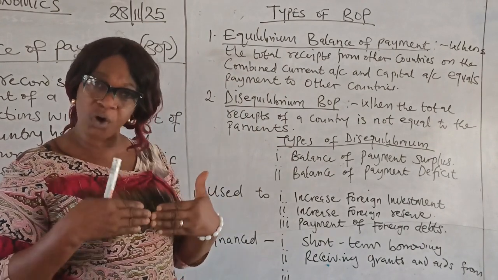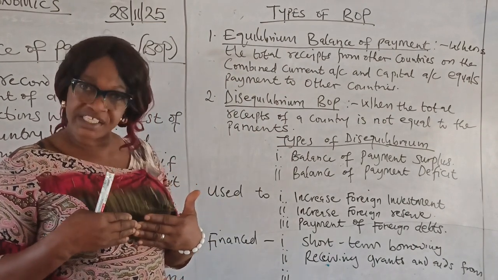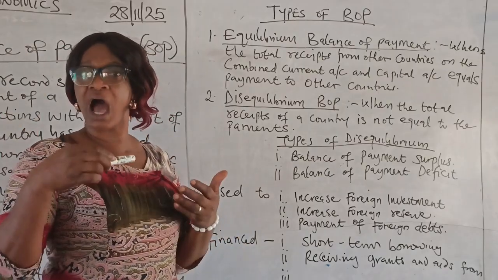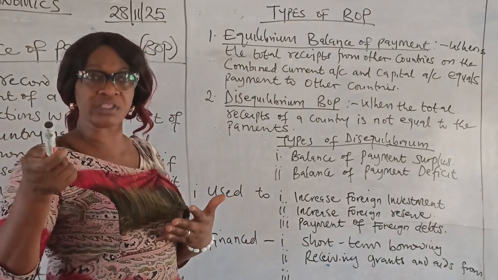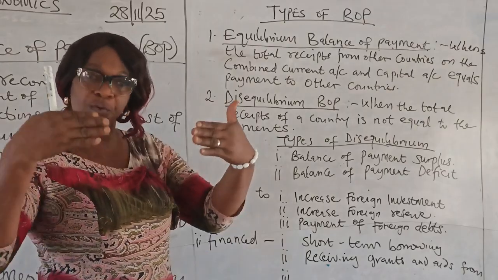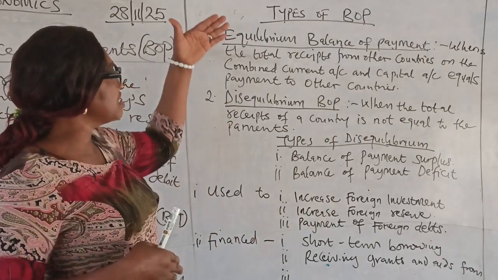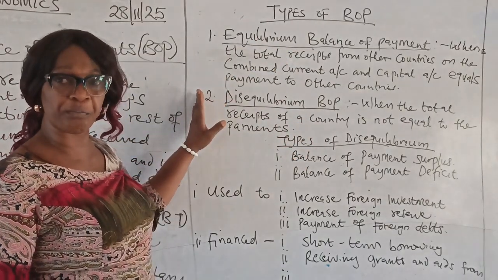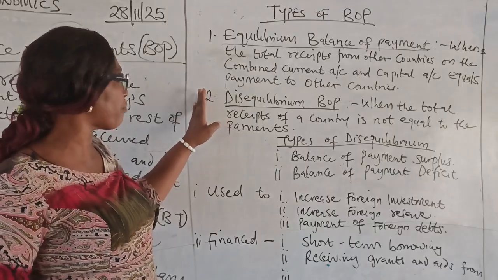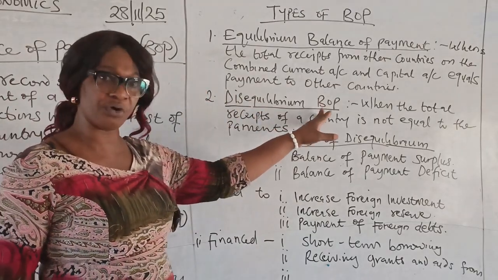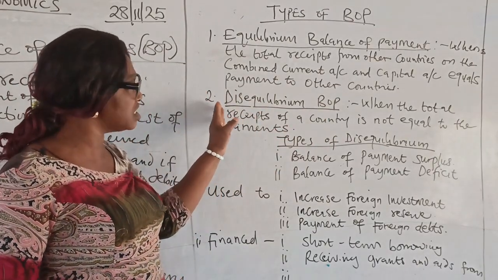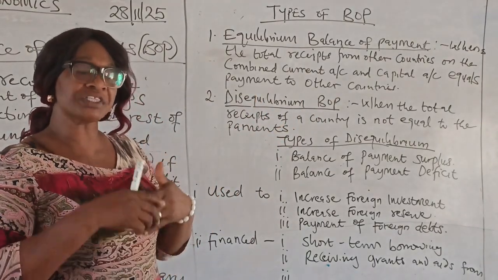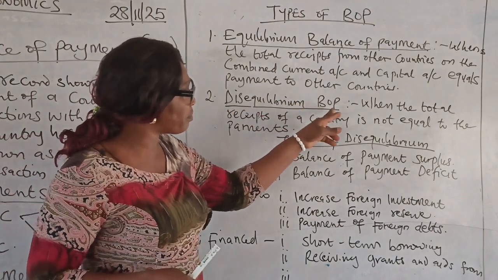That is equilibrium balance of payments. We are talking about equality here. For example, what Nigeria is importing from other countries of the world and what they are exporting to other countries of the world are equal. That is equilibrium balance of payments. Then number 2 type of BOP, that is balance of payment, is disequilibrium. Of course, we know what is disequilibrium.